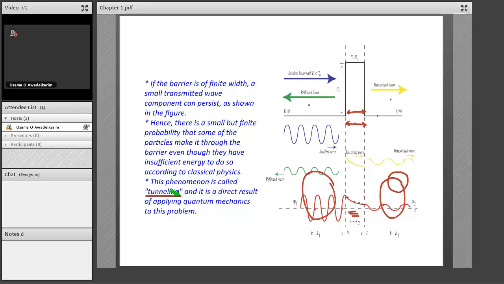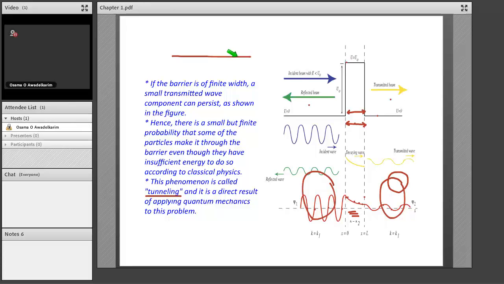And you probably heard about the tunnel diode. The tunnel diode is an electrical device which works on this principle: electrons of less energy than a barrier in a structure can still make it through the barrier. Some of them can make it through the barrier by tunneling and conduct a current. Let me give you an example of how you actually make this kind of barrier in a lab.